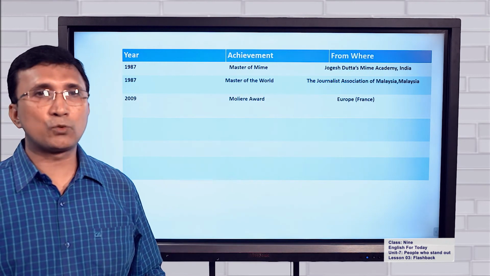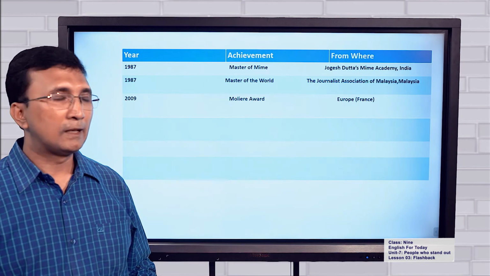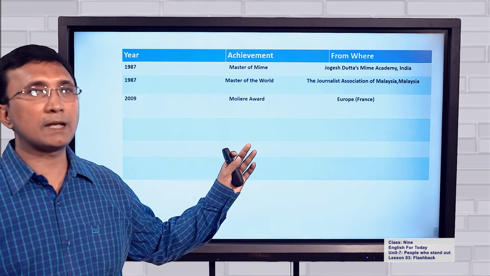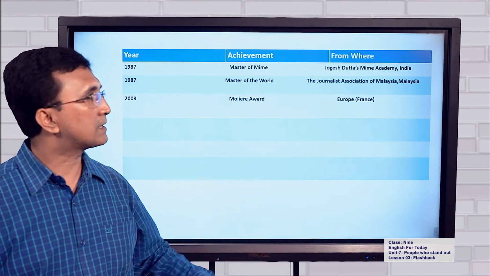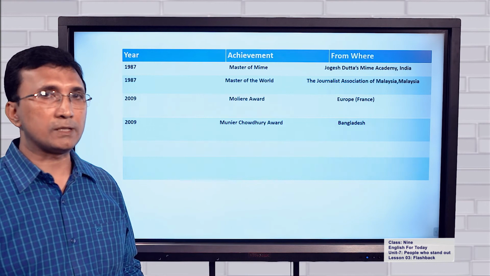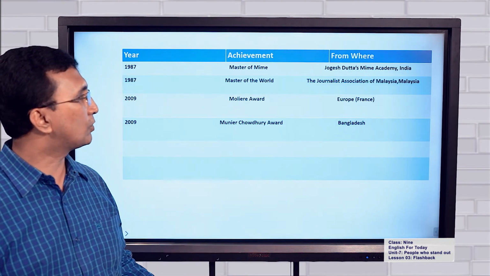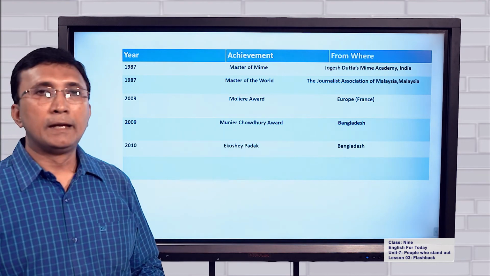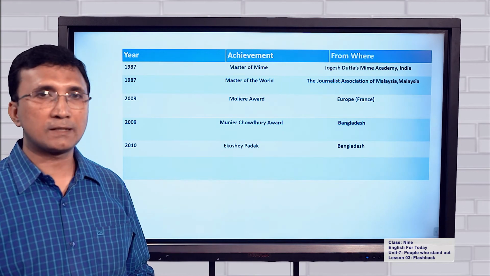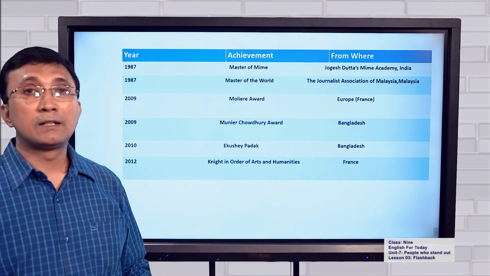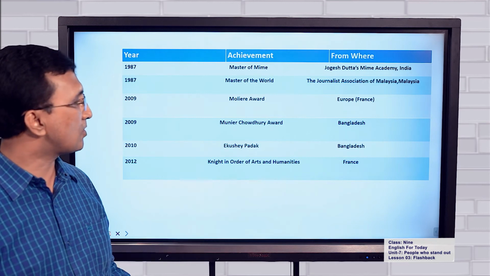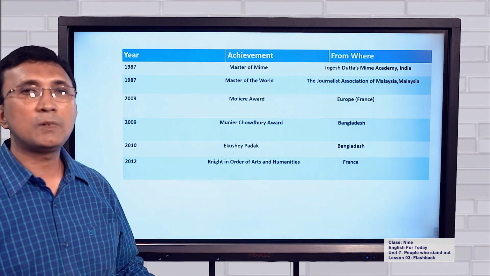His third award was the Molière Award. He got it in 2009. It was the highest European award, and he got it from France. Dear students, in 2009, he got another award, and this is Munir Chaudhuri Award from Bangladesh. In 2010, he got the highest Bangladeshi award, Ekushe Padak. And last but not the least, in 2012, he got Knight in Order of Arts and Humanities from France.